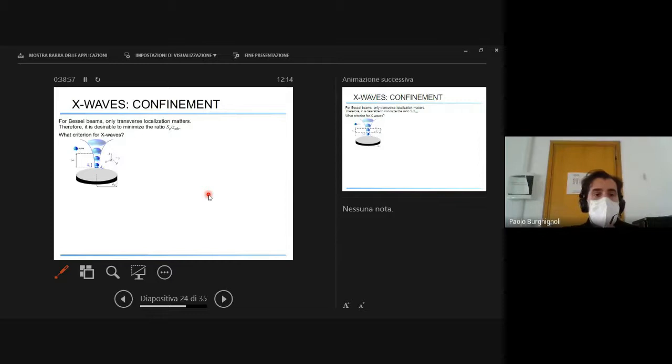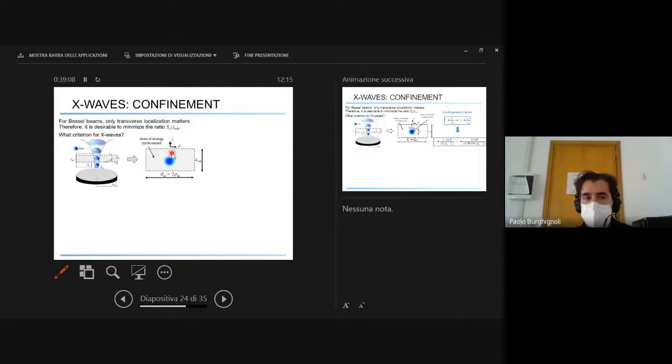Well, now let's see what we need to do in order to better define the properties of X waves. Indeed, since an X wave is localized in both the radial and the longitudinal direction, you could define a sort of two-dimensional localization: localization along the z-axis and localization along the transverse axis. With respect to the transverse axis, you can simply define a figure of merit, that is, how large the beam is with respect to its diameter.